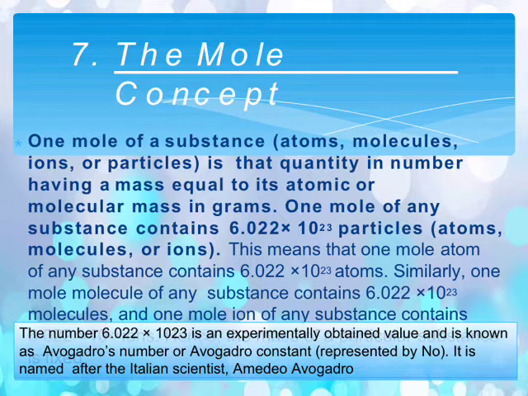The number 6.022 into 10 raised to power 23 is an experimentally obtained value and is known as Avogadro's number or Avogadro's constant, and it is represented by the notation N naught, N with subscript 0. It is named after the Italian scientist Amedeo Avogadro.